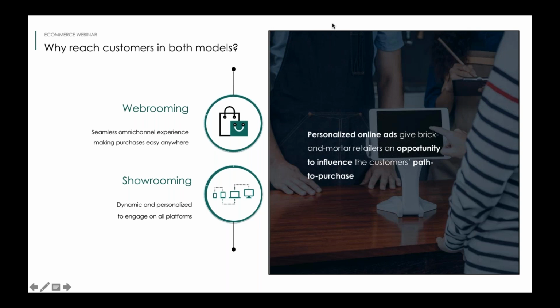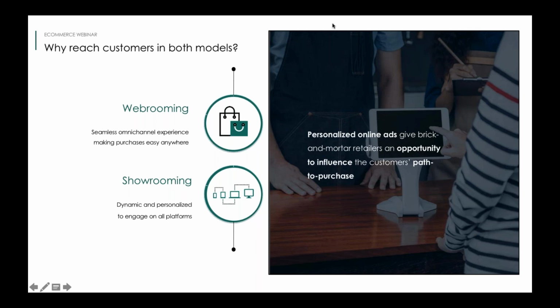Showrooming. So in terms of the dynamic and personalized for showrooming, that takes a little bit of a different form, but it's essentially still the same. We will continue to talk about this as we go through. We have a little bit to say about dynamic, and there's a lot of exciting technological advances in the last couple of years in terms of making things dynamic and personalized.